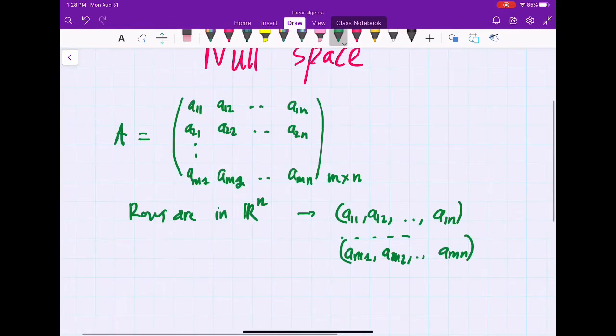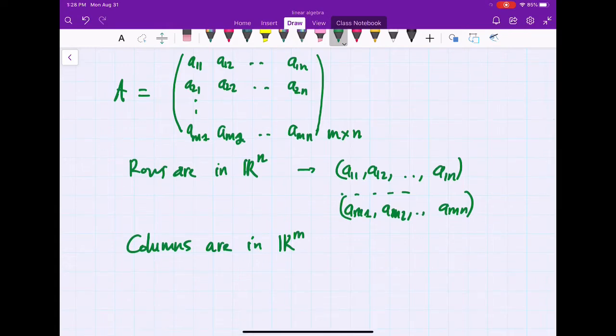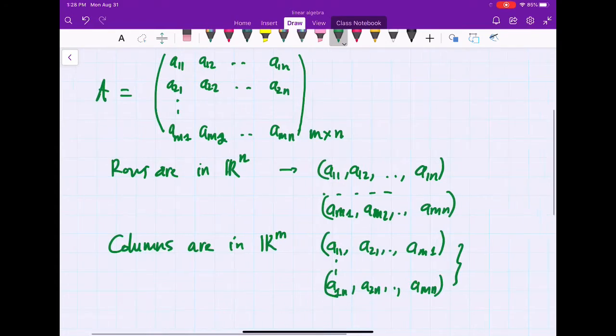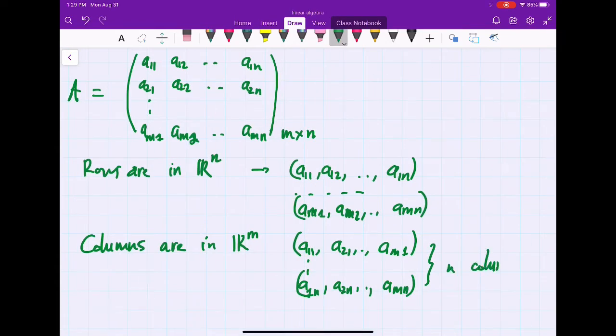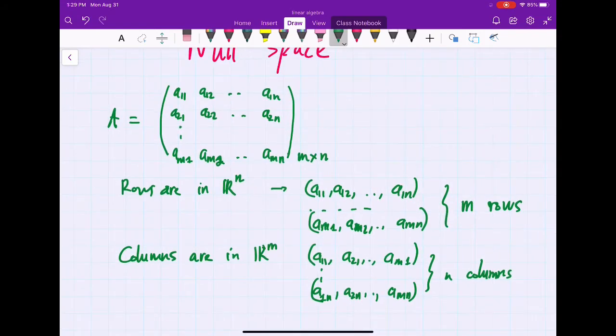Why are columns vectors in Rm? Just like the first column, I can write it in the transpose form. I have A11, A21, and so on, Am1. That is the first column. And so on, you have A1n, A2n, and so on, Amn. So you have n columns and m rows. They are in different spaces. Rows are in Rn and columns are in Rm.